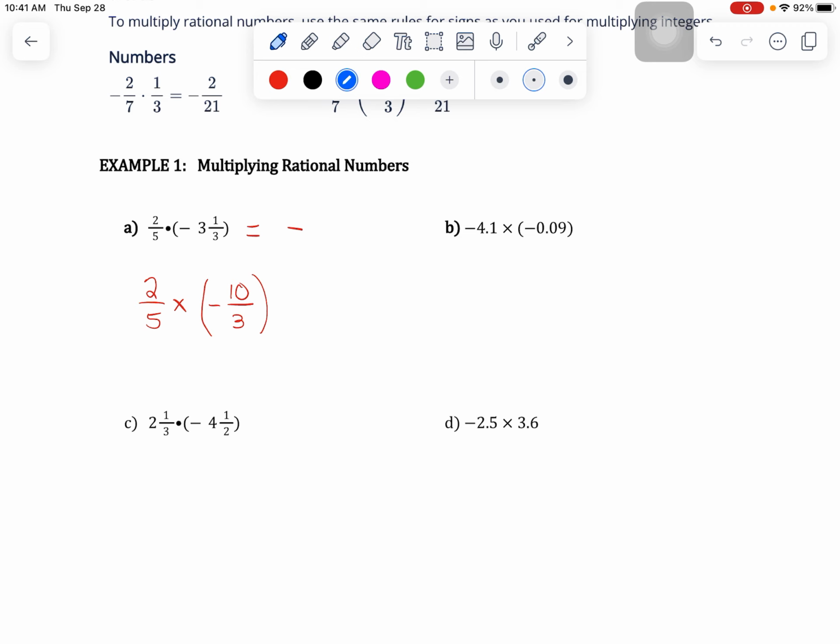All right, before I multiply across, I'm going to look to see if I can simplify. And here I can simplify the 10 and the 5. So if I divide by 5, 5 divided by 5 is 1. 10 divided by 5 is 2. So now I can multiply across, and I end up 2 times 2 is 4. 1 times 3 is 3, right? I had a positive times a negative, so I end up with -4/3, or -1 1/3.